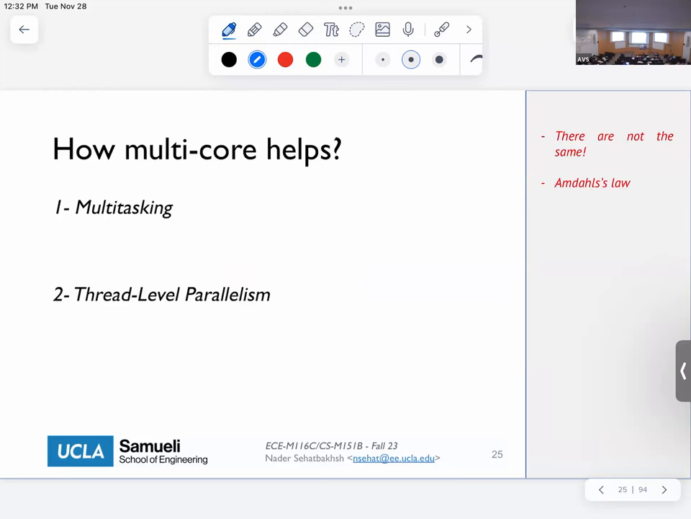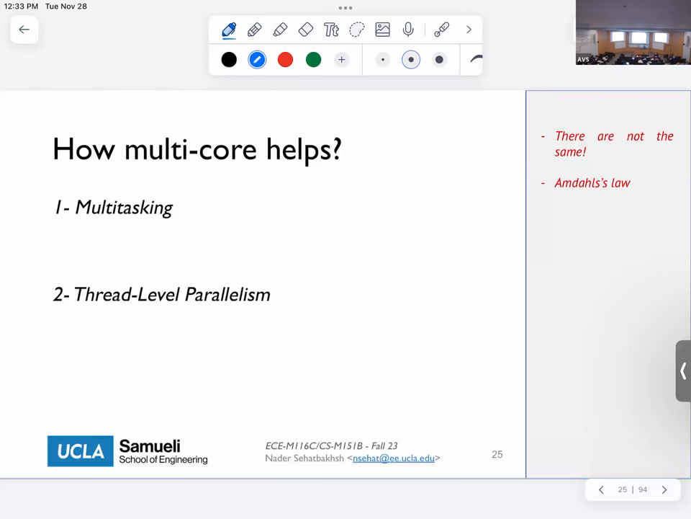So before actually going into the design of multi-core, let's actually see how multi-core helps, right? So why adding more cores can give us speed up, okay? There are two things that multi-core systems help you with, all right? The first one is helping you with multitasking, and the second one is helping you with what we call thread-level parallelism, okay? And these are not the same, okay? And one thing that I want to talk about is also Amdahl's law. So I'm going to come back to this.